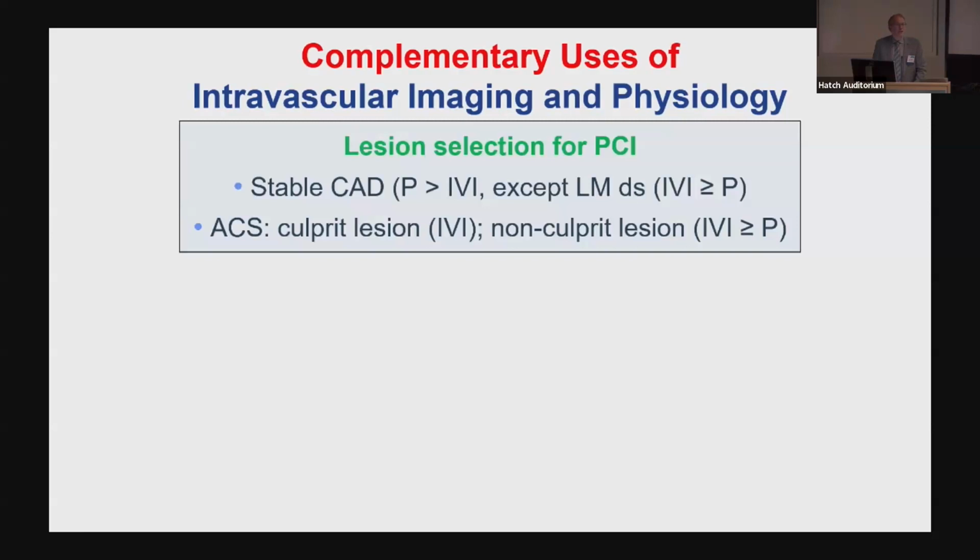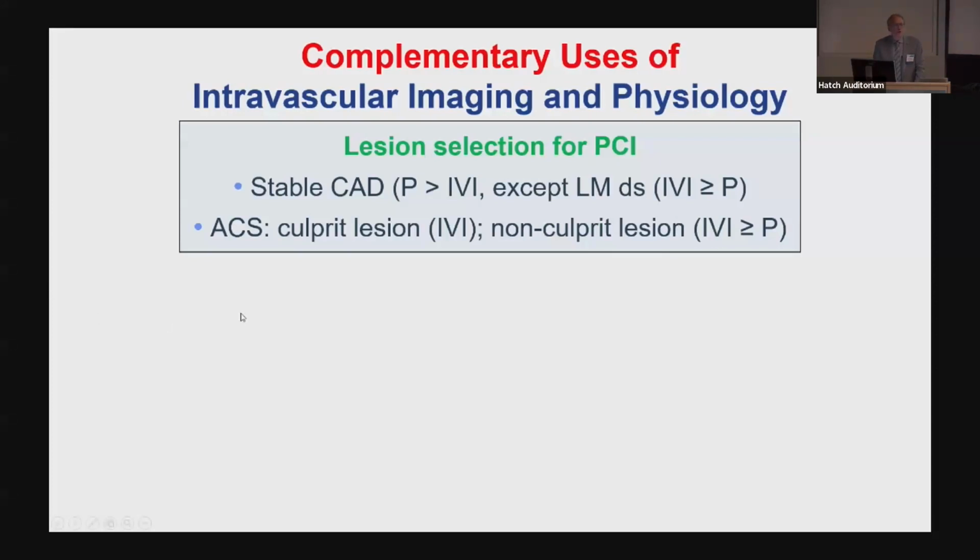Well, we use them first for lesion selection for PCI or revascularization because there's atherosclerosis all over the coronary tree. And sometimes the lesions are mild, sometimes moderate, sometimes severe. We have to decide which lesions are likely to be causing symptoms in that patient, and then which lesions are likely to go on and become unstable, causing acute coronary syndrome, myocardial infarction, or cardiac death. And for lesion selection for PCI, in general, for stable coronary artery disease, physiology is the king. It's kind of the gold standard. That's the P here. And it's used more than intravascular imaging, except possibly for left main disease, where intravascular imaging is at least as good as physiology.